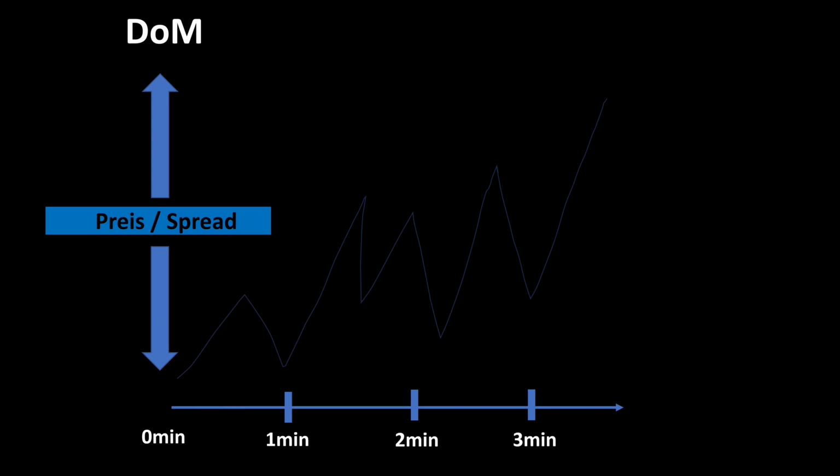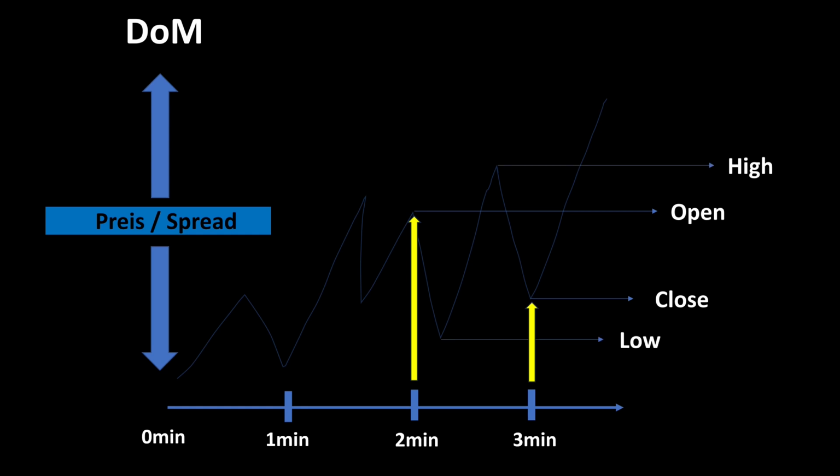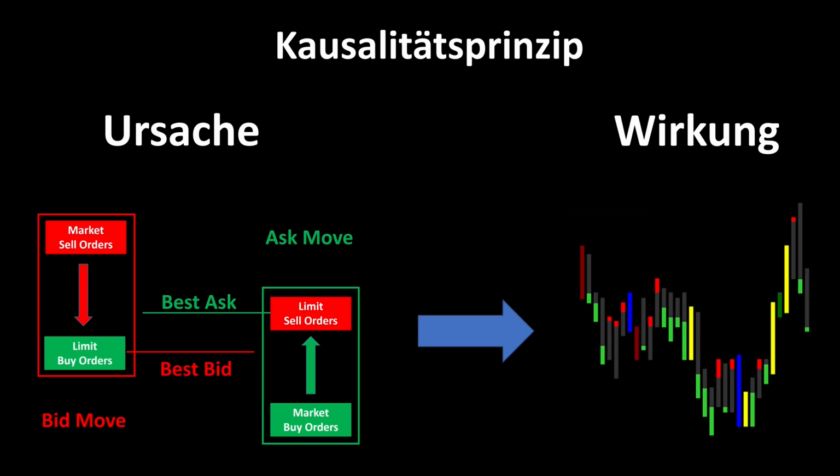We now want to draw a candle that was created from the second to the third minute. At the beginning of the second minute the open occurs and at the end of the second minute the close occurs. Then all we need is the high and low and our candle is ready. The cause, i.e. the market and limit orders, ensure that a candle can be created. In this case, the cause occurred before the effect. This means that the candle is only created after the DOM has moved.